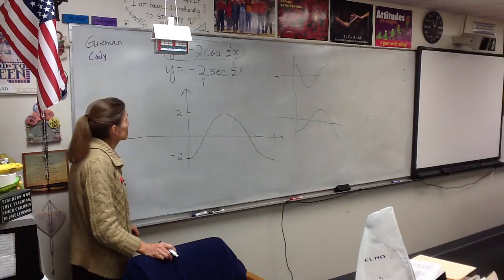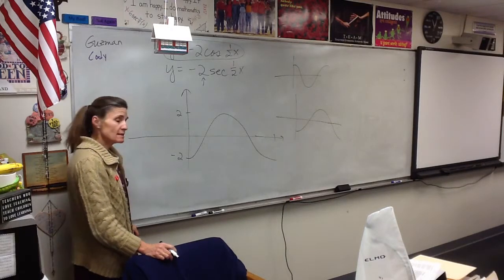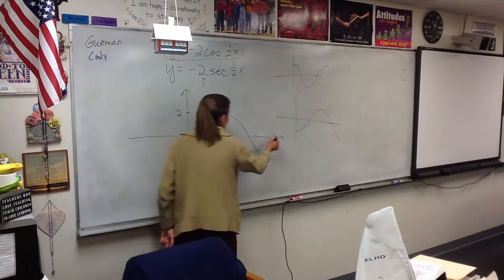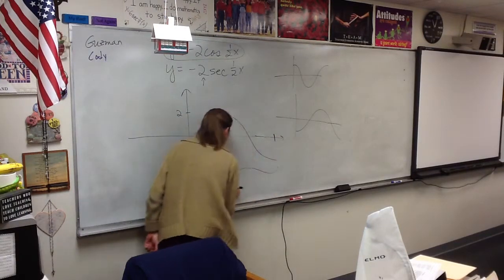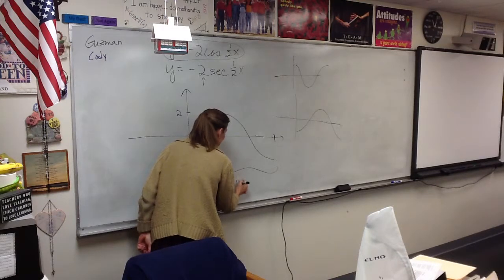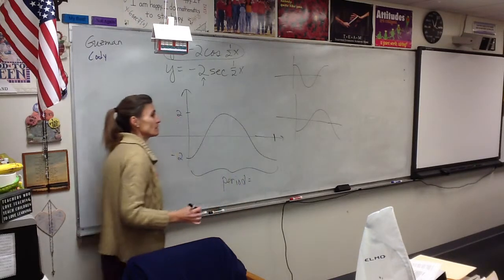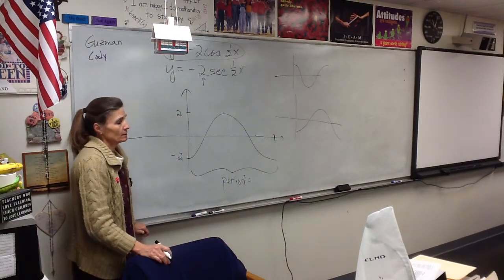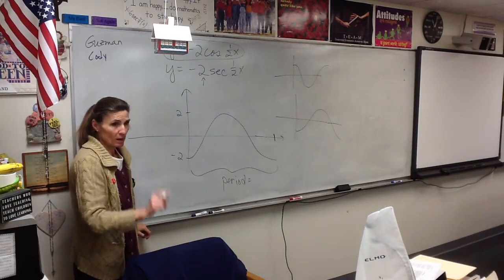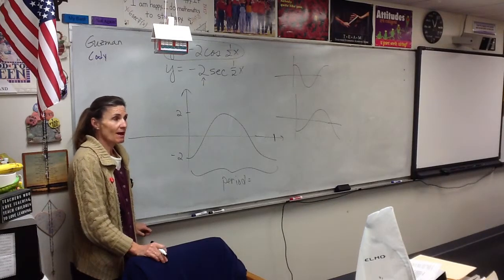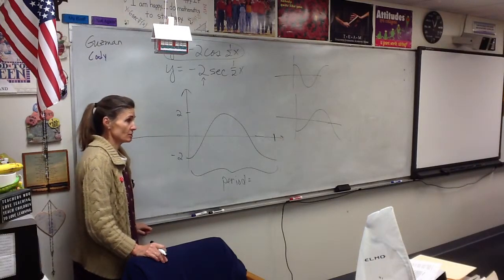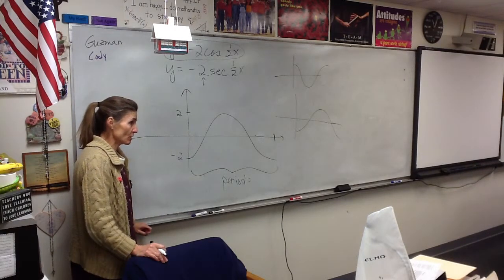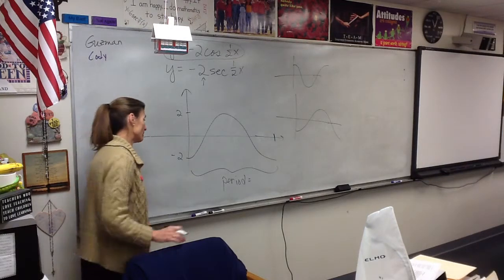Okay. Where does this end? What's this label out here? 4 pi. We need to know our period, right? And what is the period of a normal cosine curve? 2 pi. In fact, the period of everything is 2 pi except what? Tangent and cotangent. And what's the period of the tangent and the cotangent? 1 pi. Very good.